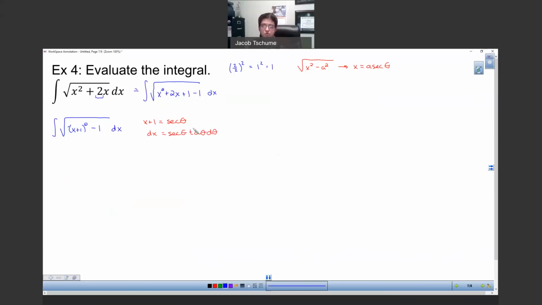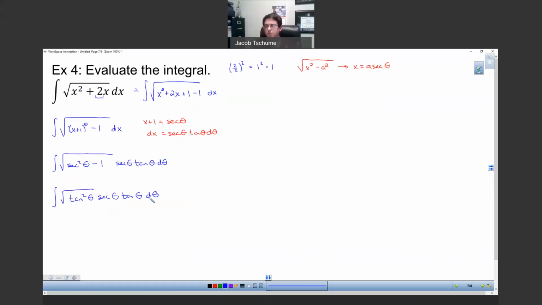Substituting in my new trig sub, we should get an indefinite integral of the square root. That's going to become secant squared theta minus 1 times my dx term, which is secant theta tangent theta d theta. Secant squared theta minus 1 is one of the identities that we talked about, so we can rewrite this as the square root of tangent squared theta times secant theta tangent theta d theta.